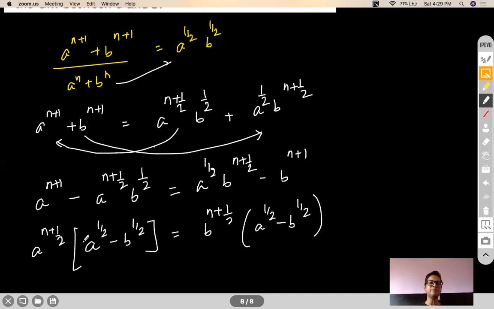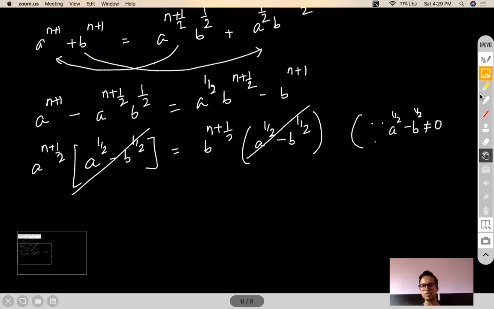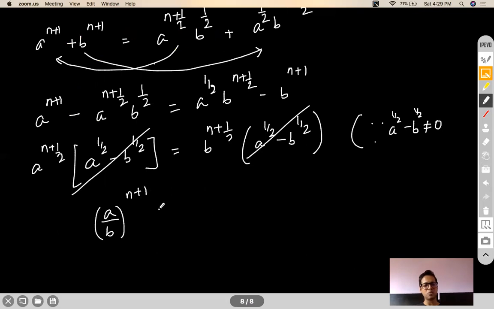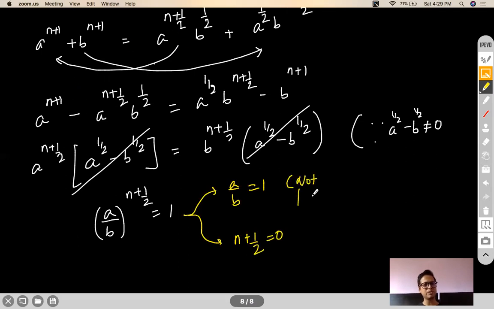Now remember, a and b are not equal. So if a and b are not equal, it means these two terms cannot be zero. So this can be cancelled off, giving you a by b to the power n plus half as 1. So this can happen only when a by b is 1 or n plus half is 0. But a by b being 1 is not possible because a and b are not equal. So it is only possible when n is minus half.